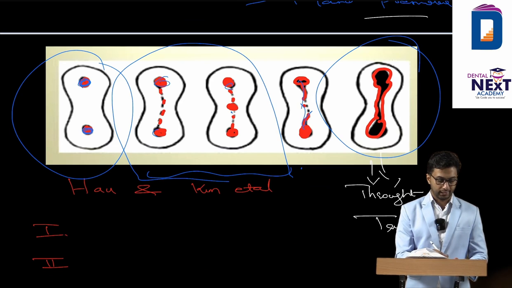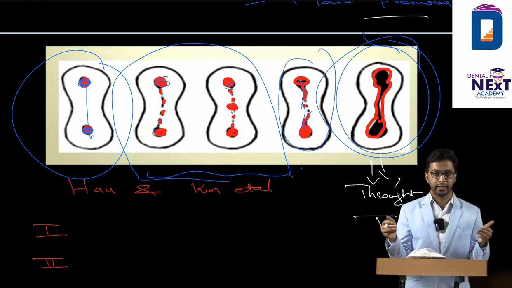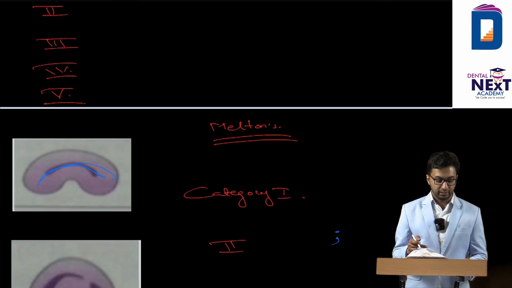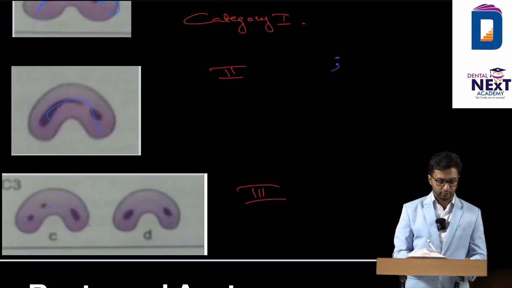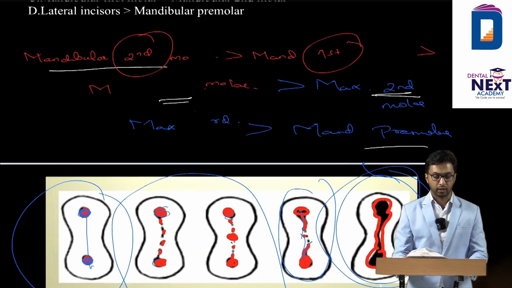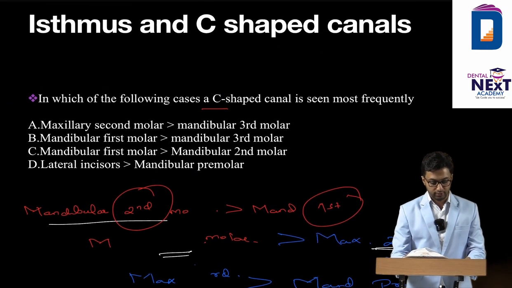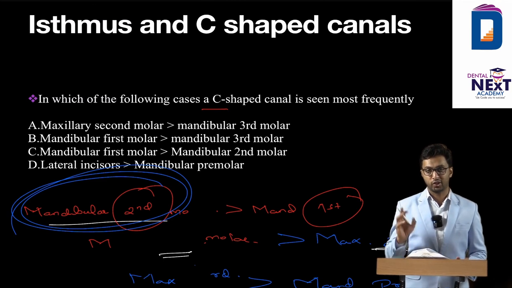So it all starts with 1, no communication at all. Then 2 and 3, that is 2 and 3 with communication. This is continuous, and in between you have the canal extending into the isthmus. Whereas in Melton's classification, it is continuous, semicolon, or separate orifices without the above 2 features. So that was about Melton's classification and Hau and Kim classification of C-shaped canal morphology. And remember this, the mandibular second molar is the most common.